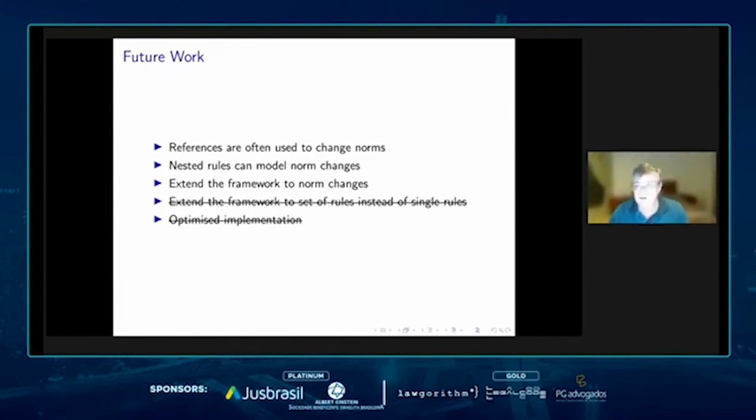So what we want to do is to integrate the algorithms and the computational model presented here with the model for nested norms. In real life norms, what you have to do is to consider how to handle sets of rules instead of single rules, because often sections referenced will be modeled as sections represented by a set of rules instead of a single rule. And at the same time, we want to have an optimized implementation.